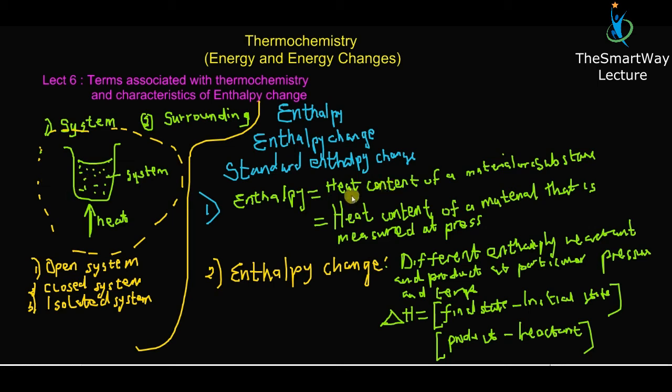So if we do not specify the surrounding of a system, the enthalpy value or the enthalpy change that is measured at different conditions will vary, and so we cannot easily communicate. So what we do is measure enthalpy at constant or standard conditions that are agreed upon by all scientists. Have you got that?